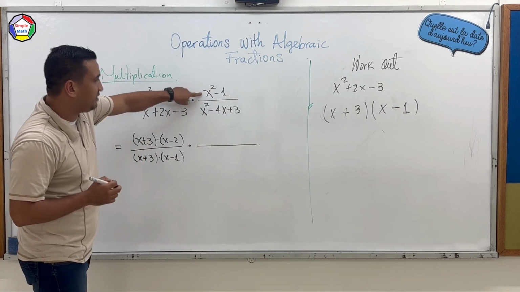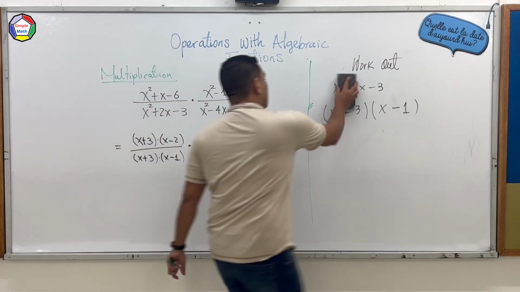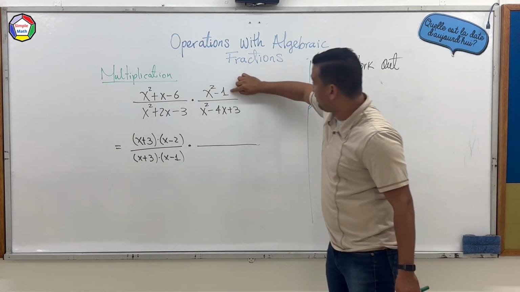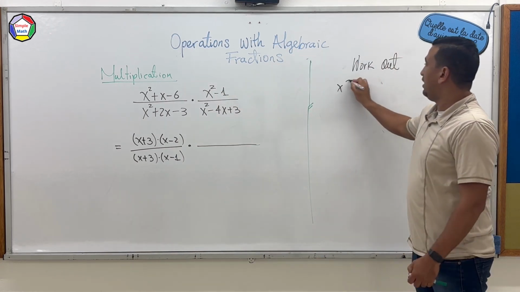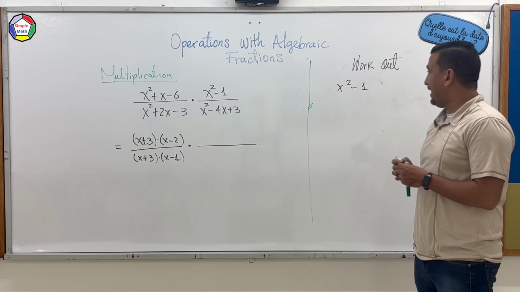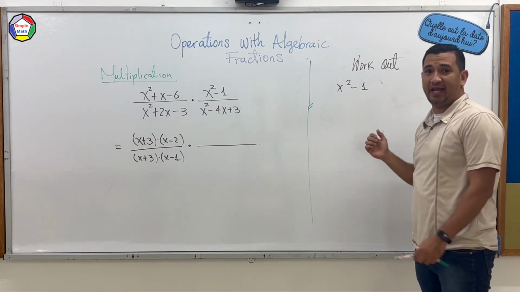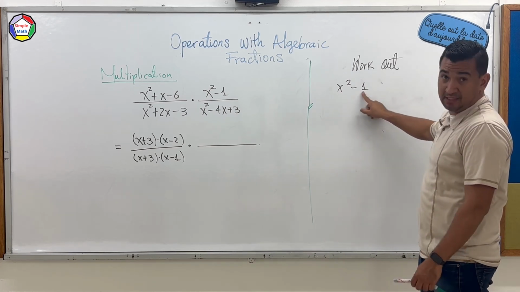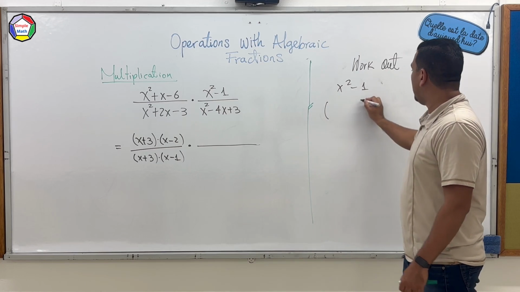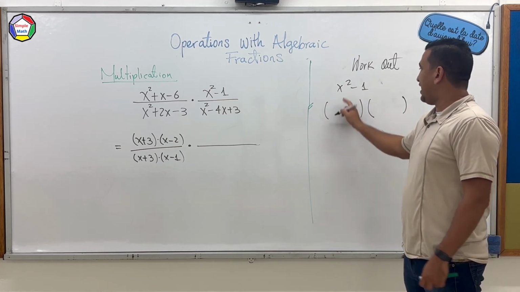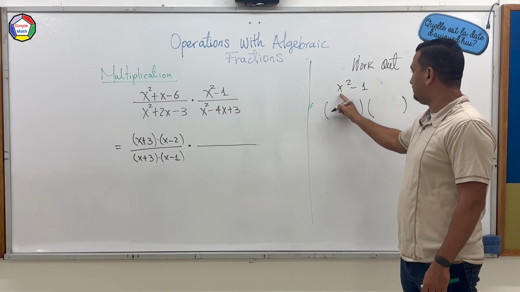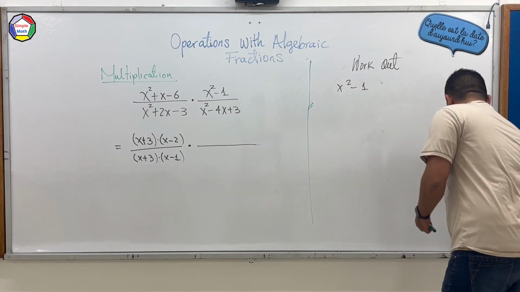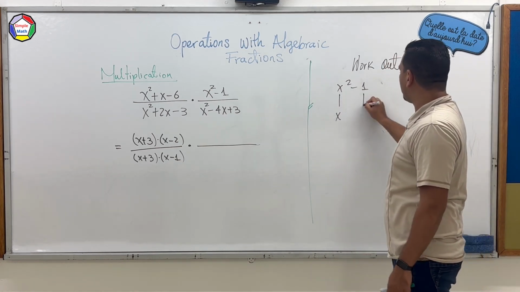I will do the same thing with this one. I'm going to copy this numerator here: x² - 1. No common factor, not common factor by grouping. It looks like a square difference. This one has a square root, this one has a square root, so that is a square difference. I open two parentheses, the same way I did in the previous videos. The square root of x² is x, the square root of 1 is 1.